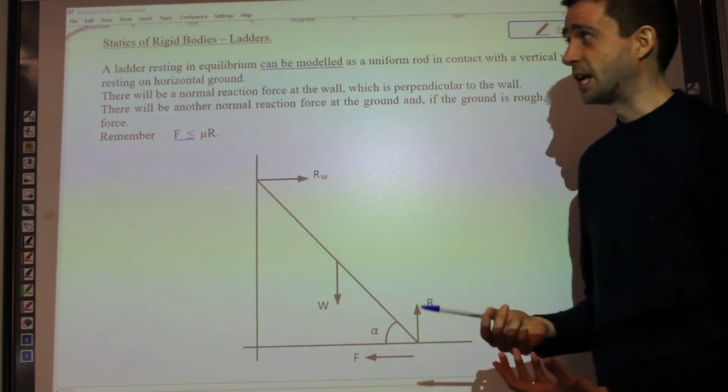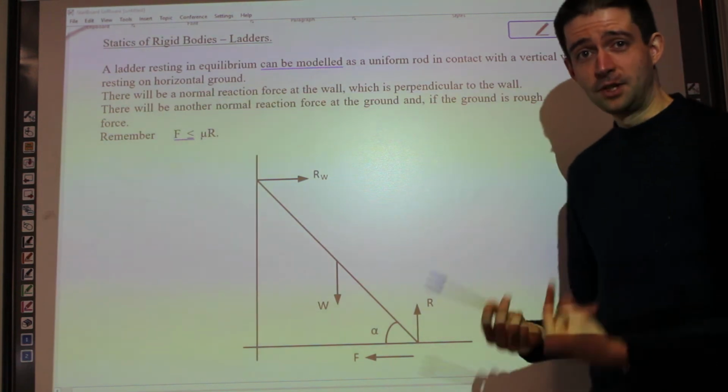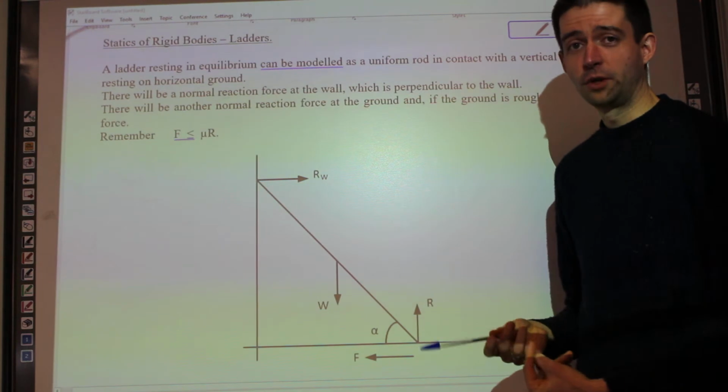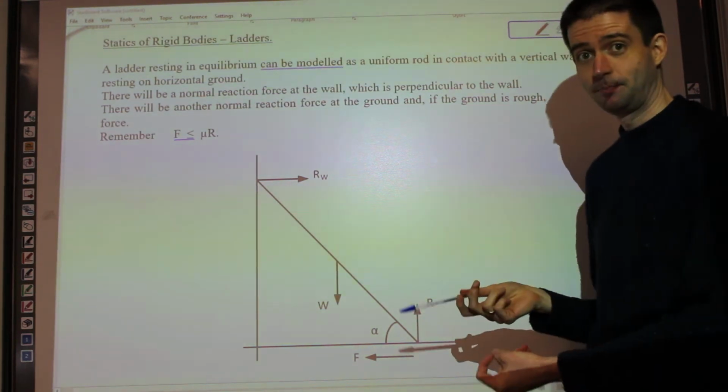Today we're going to be looking at ladder problems, and as the title implies, this is an extension of the work that we did on statics of rigid bodies. So if you haven't looked at lesson 4 and lesson 5 about statics yet, I strongly recommend that you do that before looking at this.